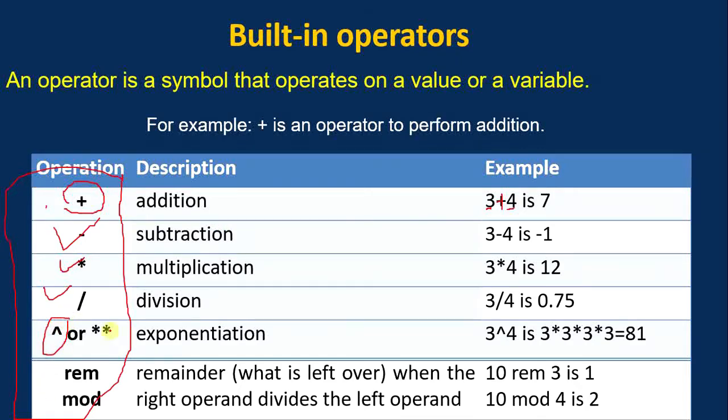If you want to find out the powers, exponents, then you can make use of either the cap symbol or the double asterisk symbol. So it's like this. 3 cap 4 stands for 3 power 4, whose value is 81. So basically you can use either of these symbols to find the powers.